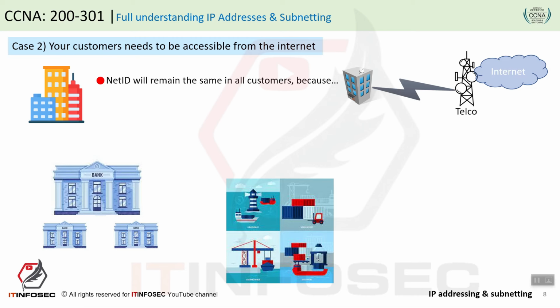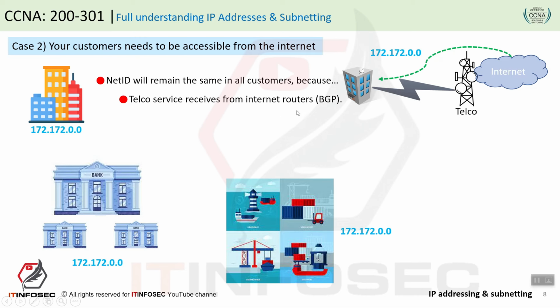If you remember, the network ID or net ID must be the same between computers to make a network and communicate with each other. Well, this is a little problem. The net ID will remain the same in all customers. In all of these customers, the net ID needs to be the same, 172.172, and also for the seaport.